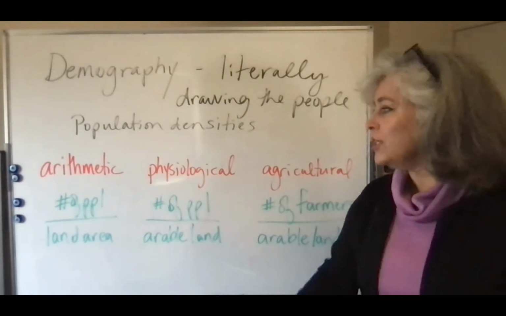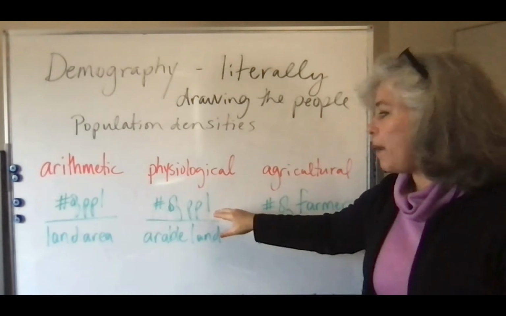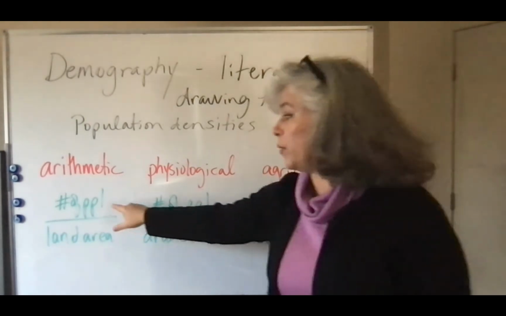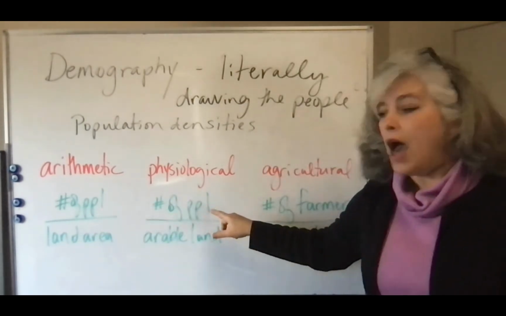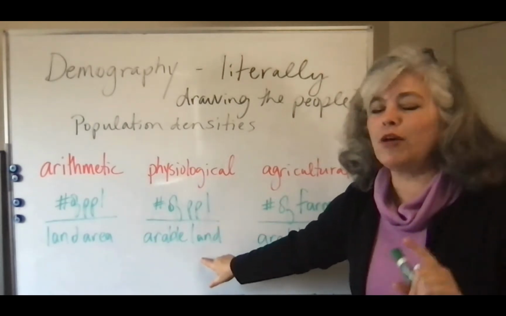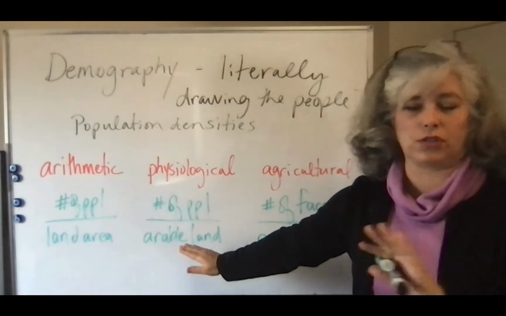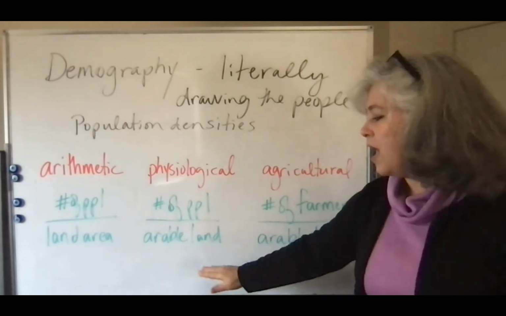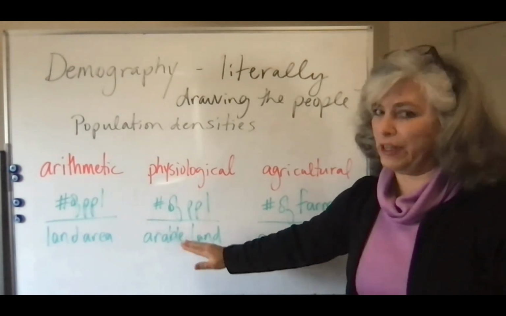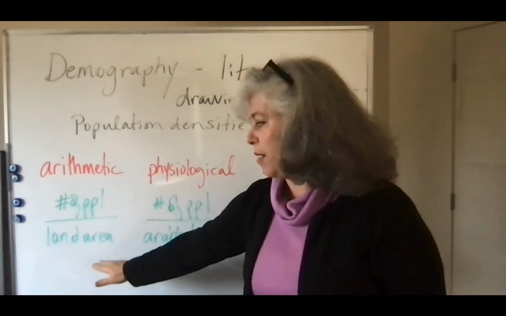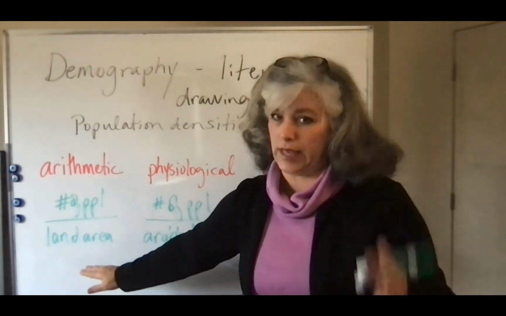So, physiological density, the number of people in the population, so it would be the same number as here, over the amount of arable land. So this amount, whether you're measuring it in square meters, square kilometers, or square miles, this arable land is a different thing altogether from your general land area.